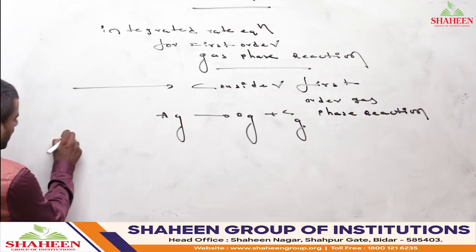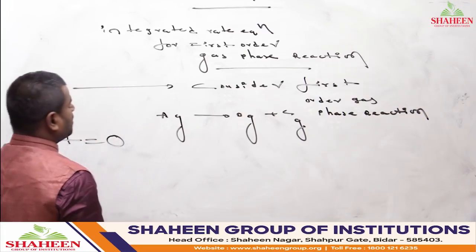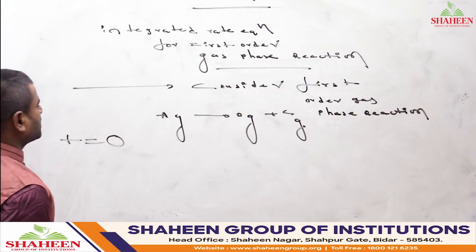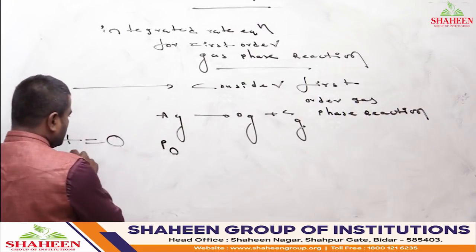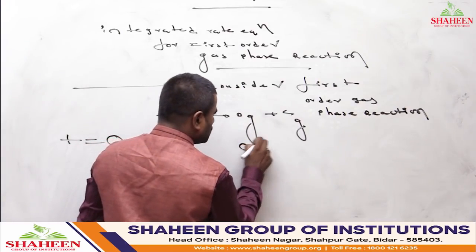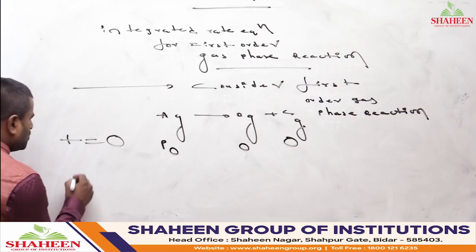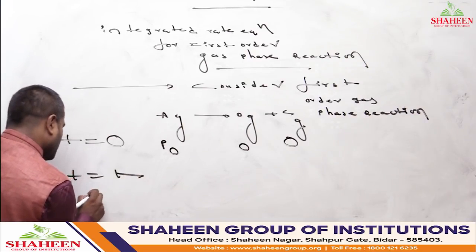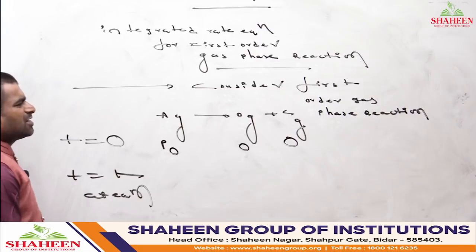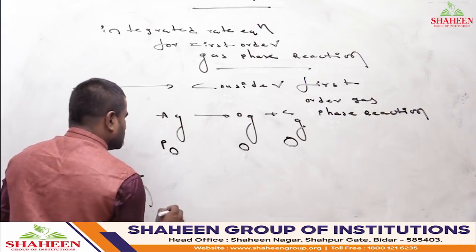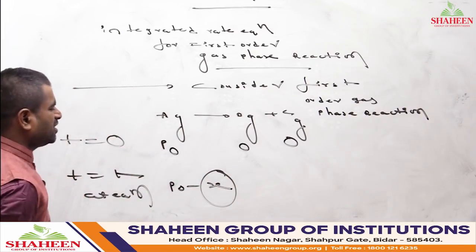Now at T is equal to 0 time, the initial partial pressure of the reactant is P naught. Initially, at T is equal to 0 time, there is no product, that is why 0 and 0. Now at T is equal to T, at equilibrium I am observing some partial pressure of the reactant dissociating, that is X. See, P naught minus X, X amount, X partial pressure dissociating into product side.